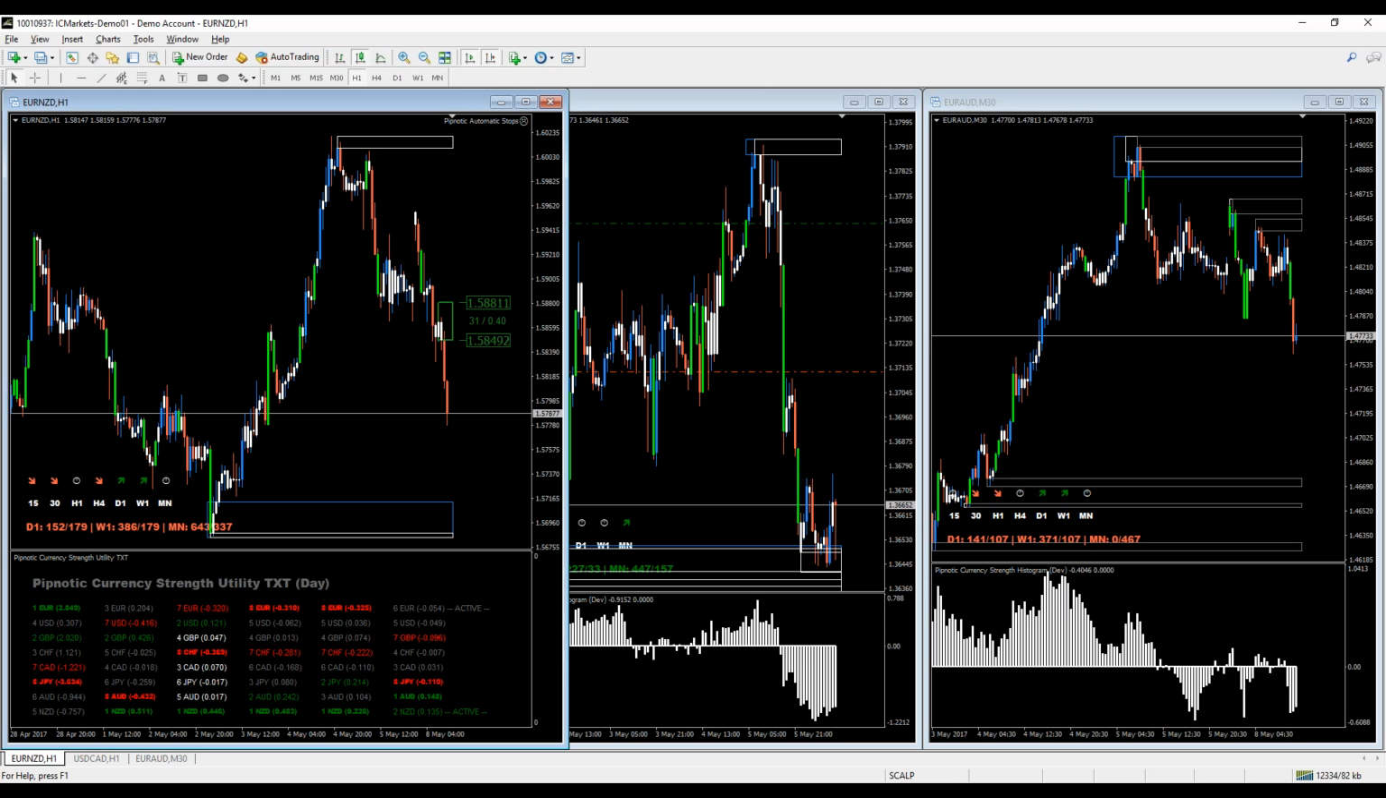stop using the GFX version of the currency strength indicator. If you're still using it and you want to continue, that's fine, but new members will not have this indicator anymore. I simply think that it requires too much experience, and it allows for too much subjectivity when trading using this version of the indicator.